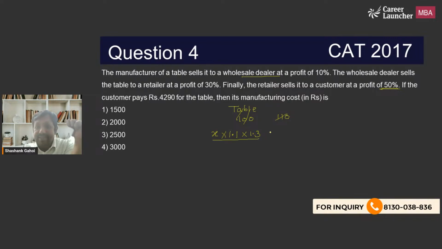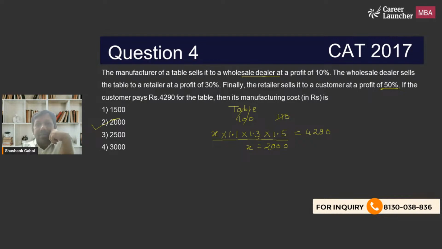Now the retailer sells it at 50% profit. So this is 1.5, right. So this is the final selling price of the retailer and the cost price of the customer. And the customer is paying how much? That is 4290. So basically X comes out to be 2000. So what is the cost we are talking about? That is option 2, 2000.